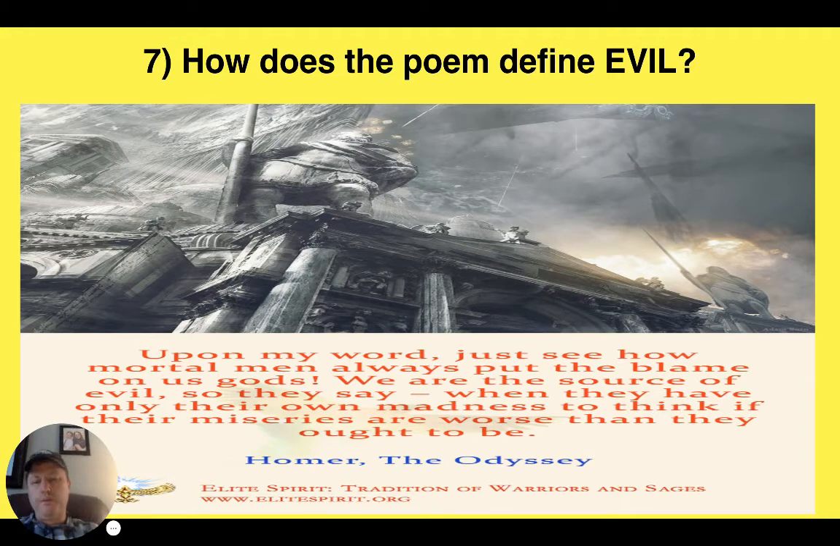We see here the first spoken words of the entire epic on the second page of the Wilson translation. It's Zeus, just a frustrated lightning god: "Upon my word, just see how mortal men always put the blame on us gods, that we're the source of evil, so they say, when they have only their own madness to thank if the miseries are worse than they ought to be."